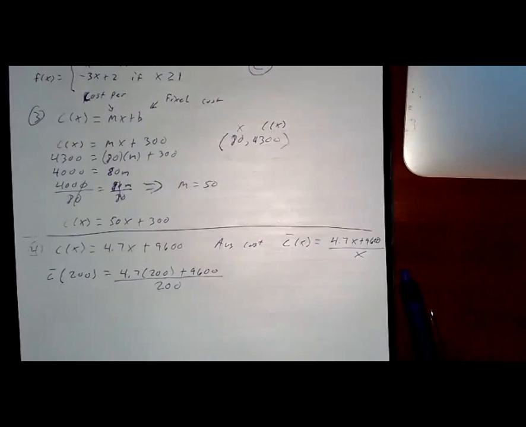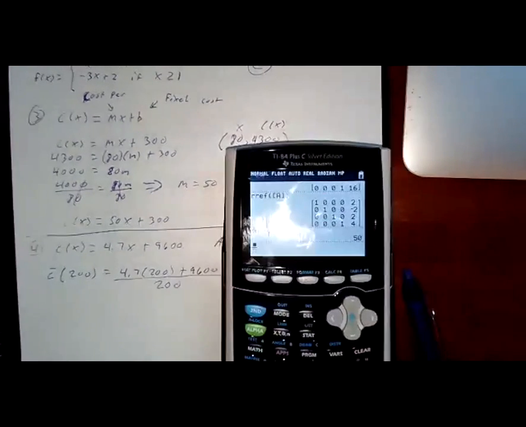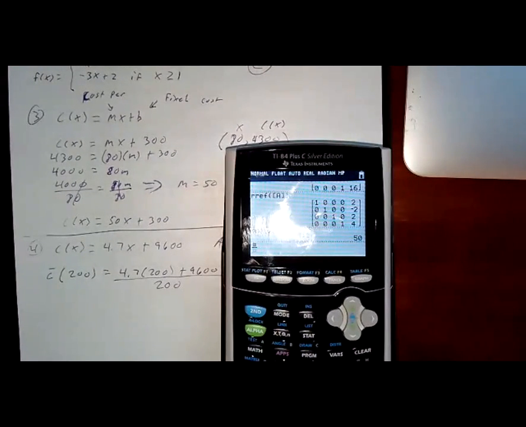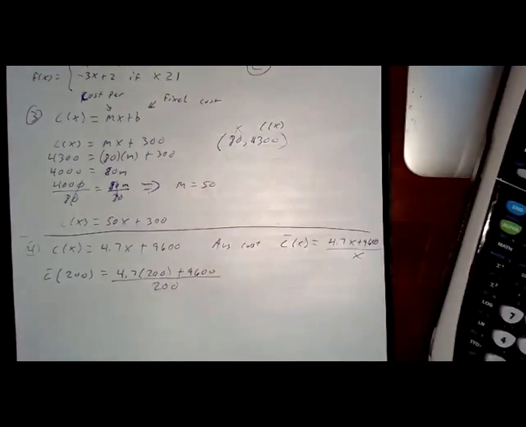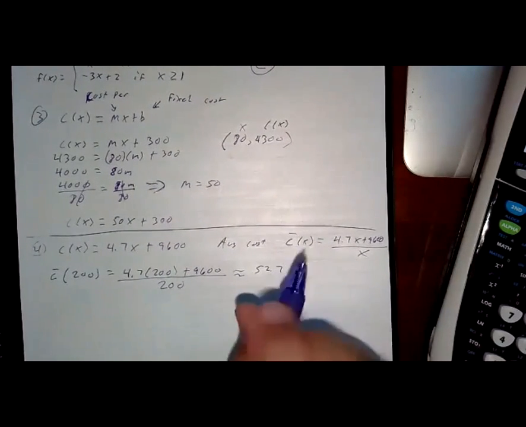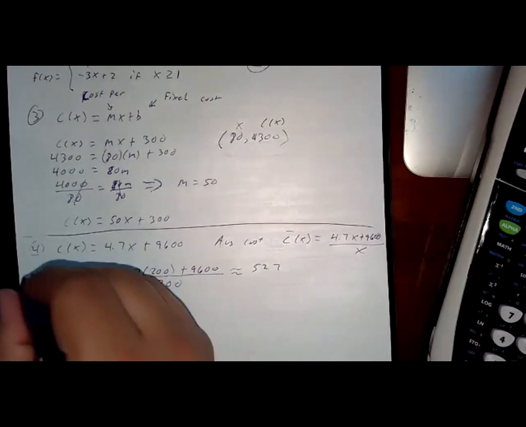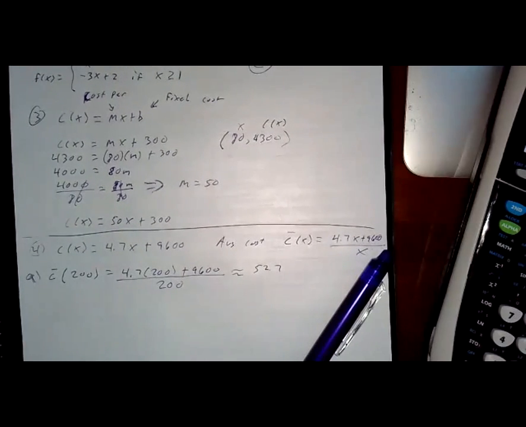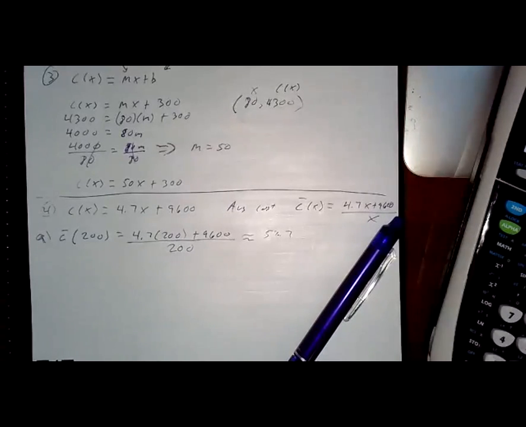So let's see what that is. That'll be 4.7 times 200 plus 9600 divided by 200. So that is approximately 52.7. That's part A. B and C will be the same deal, so we're going to skip those.